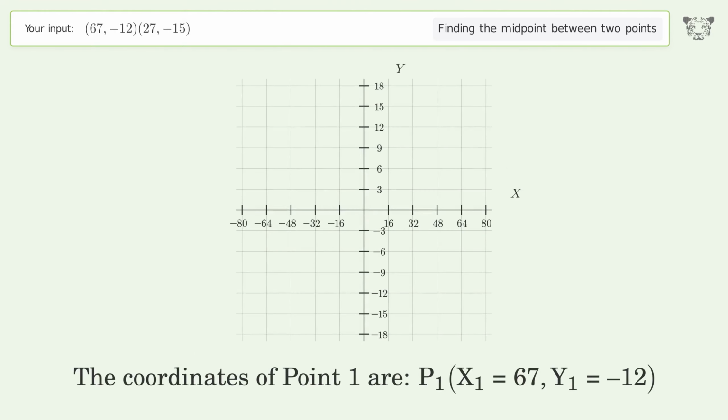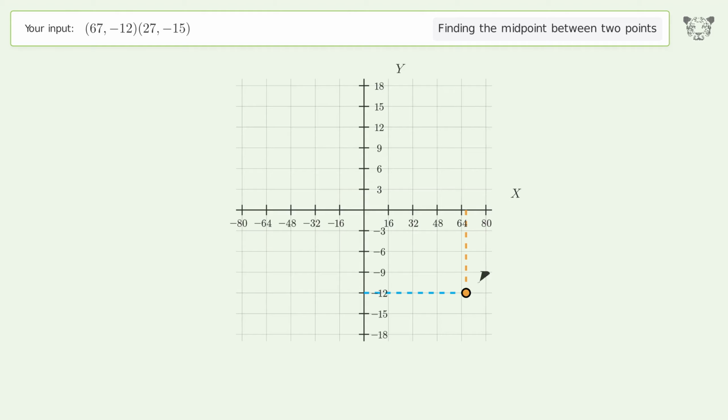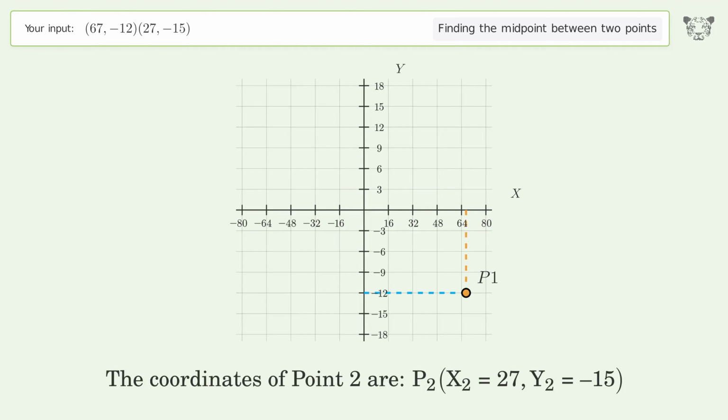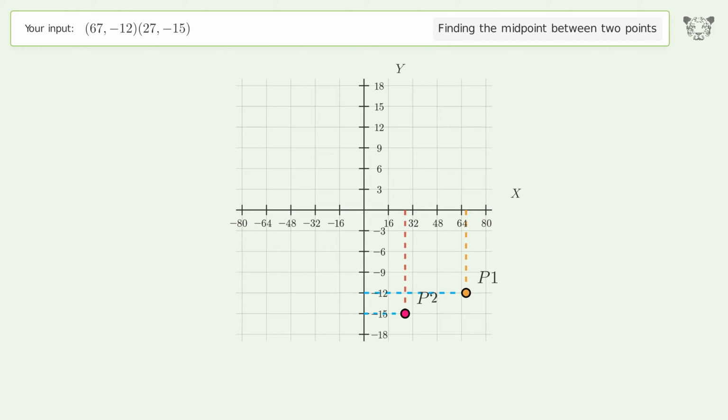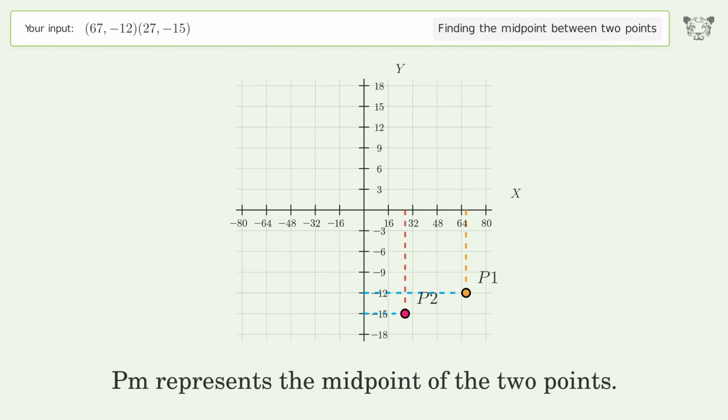The coordinates of point 1 are, x1 equals 67, y1 equals negative 12. The coordinates of point 2 are, x2 equals 27, y2 equals negative 15. PM represents the midpoint of the 2 points.